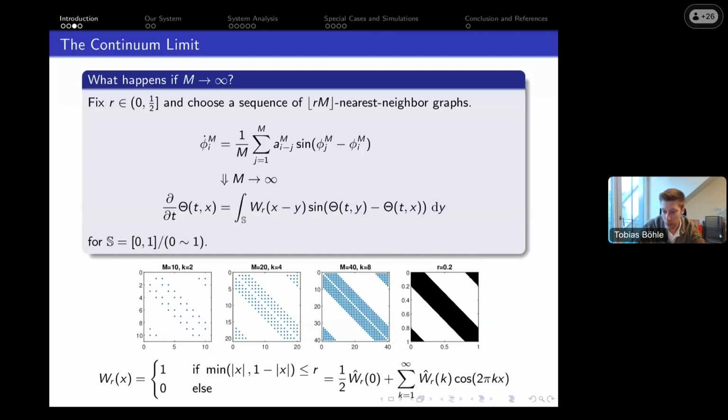And now this is an even function, and so we can expand W in terms of a Fourier series. But because it's an even function, we only have cosine terms and no sine terms, and we denote the prefactors by W hat r of k. So that's the kth Fourier coefficient.